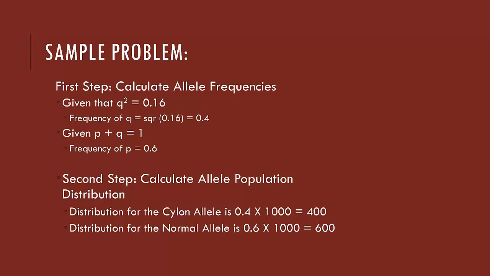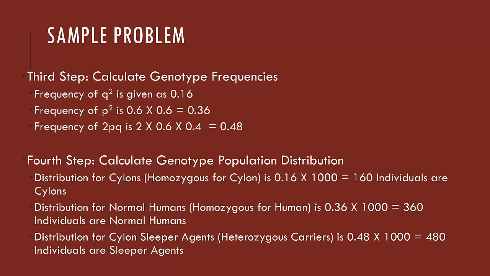Now with these allele frequencies, we can then move to the second step of calculating the allele population distributions. So the distribution for the Cylon allele is 0.4 times 1,000 equals 400, whereas the distribution of the normal allele is 0.6 times 1,000, which gives us 600. So that is our gene pool. Now, the third step is to calculate genotype frequencies based off of our findings of the allele frequencies.